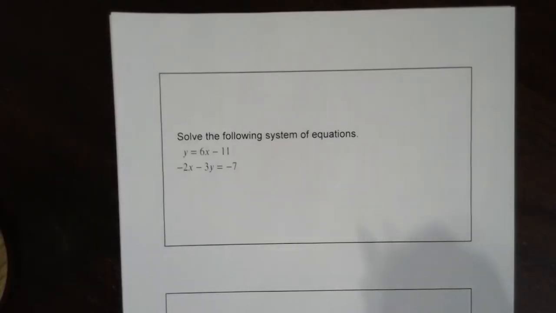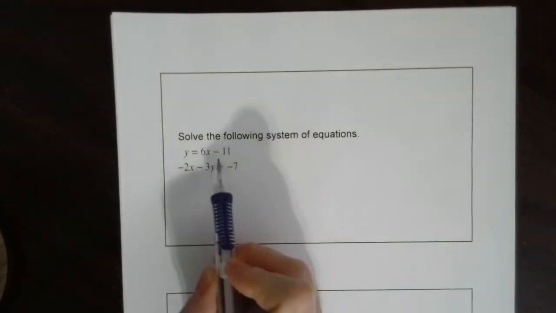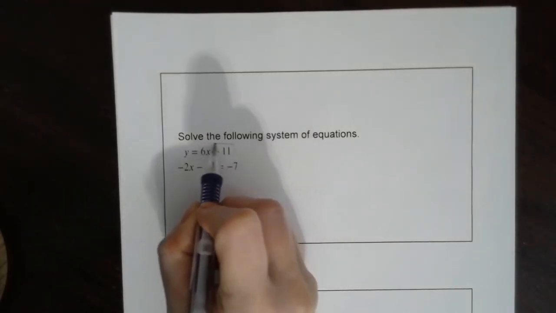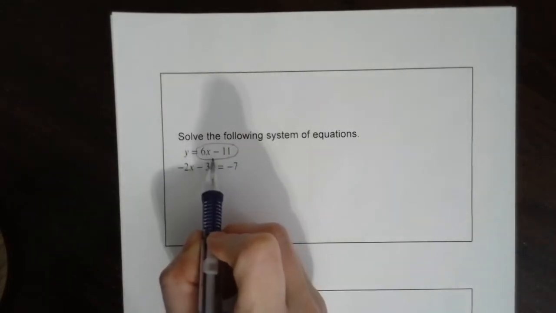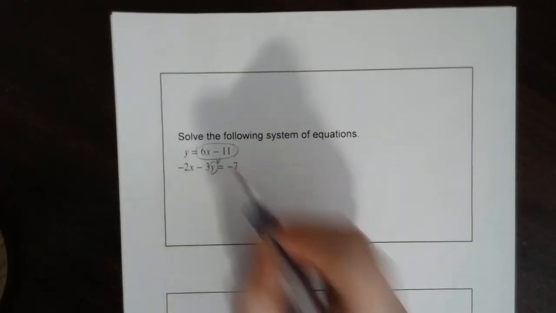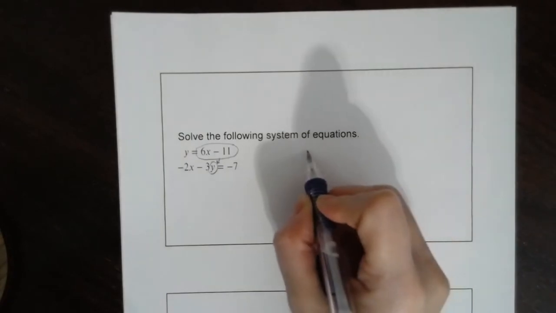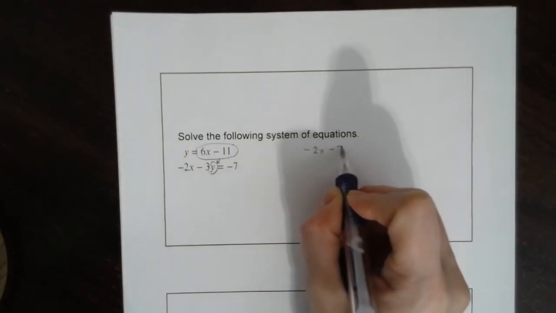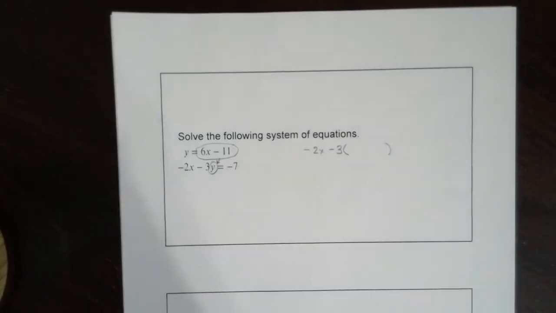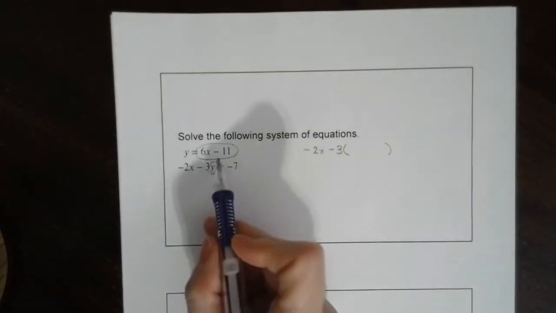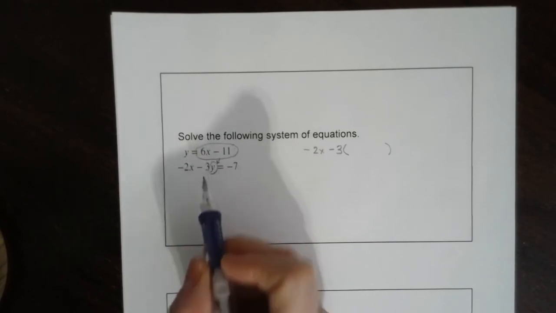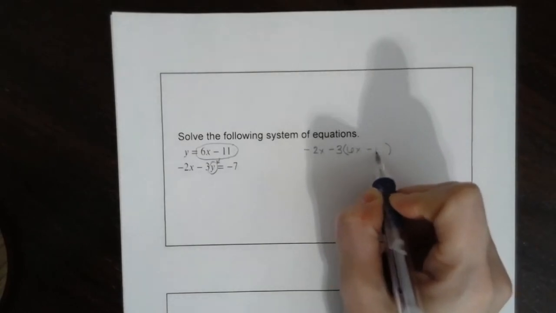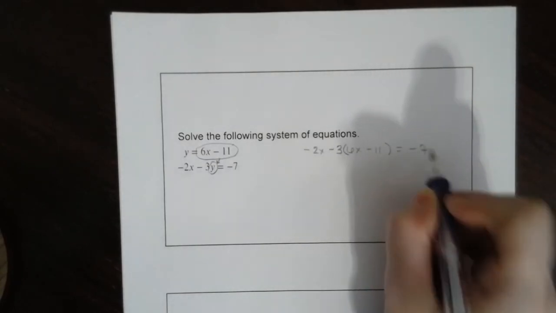So here's our second example. Now you'll notice one of these is set equal to y, but the other one is not. So I know that y is equal to this expression, so I'm going to replace it in my second equation. So I'll have negative 2x minus 3 times, and I have to be careful and put this in parentheses because it's this entire quantity that's replacing y. So I have 6x minus 11, and that's all going to be equal to negative 7.